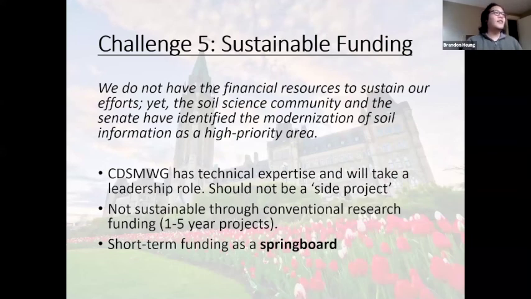And furthermore, as an academic, many conventional research funding opportunities revolve around 1 to 5 year projects. And when I'm thinking about the future of digital soil information, I'm thinking about 25 years and beyond. So sure, short-term funding can be used as a springboard for research, innovation, and development, but long-term funding is required to ensure that the data will continue to exist and be updated.